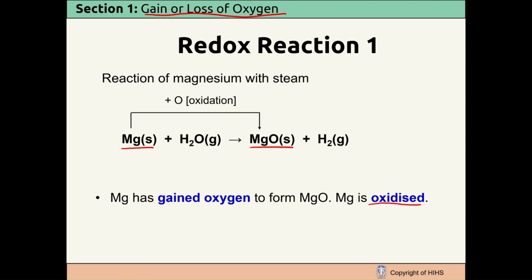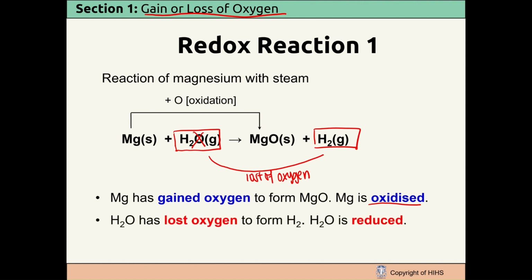So now we move on to the second reactant in this reaction, which is your water over here. Water eventually forms your hydrogen gas. You can see, also very obvious, it loses its oxygen to form hydrogen gas. So there is a loss of oxygen. Since there is a loss of oxygen, it is reduced. So water is reduced. Lost oxygen to form hydrogen gas, then water is reduced.